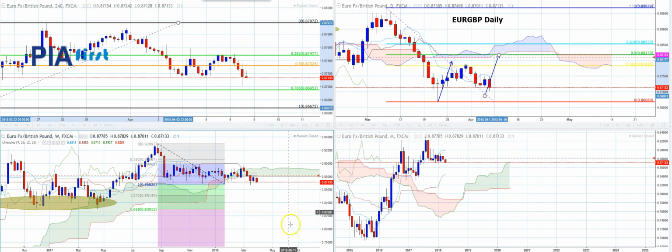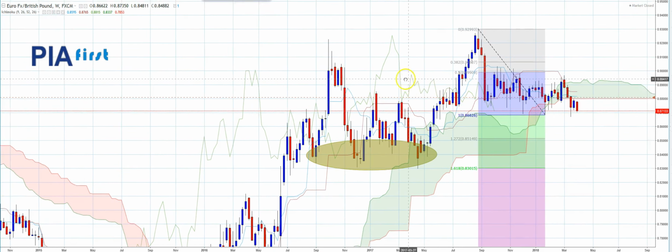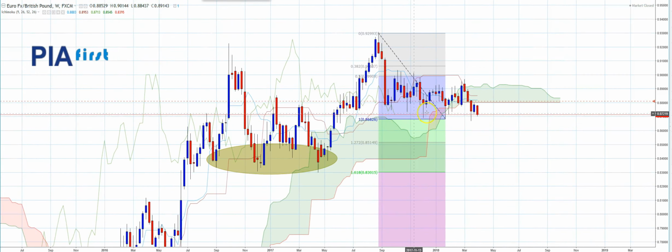The weekly chart again doesn't really give us too much to play with. We've come out of the Ichimoku cloud. It did get retested, and then we've seen some moves to the downside, but this level here is pretty solid, this 86.85 area, and again we wouldn't really be looking to sell into this pretty strong support.